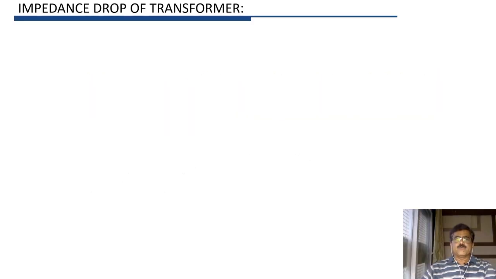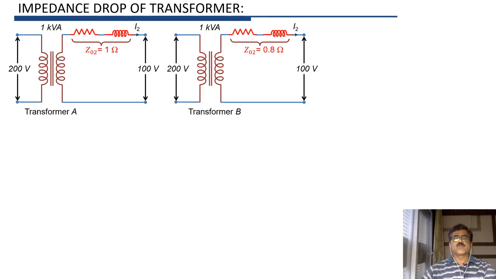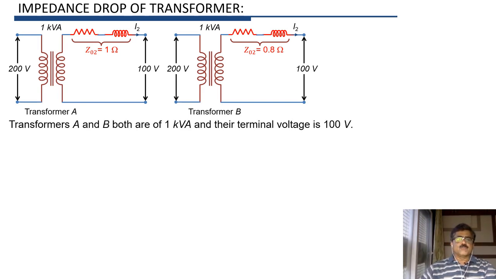Let us now see what is the difference between actual voltage drop and percentage voltage drop because of impedance of transformer. So for that, let us consider two transformers, transformer A and transformer B as shown here. Now in this case, both the transformers are of 1 kVA. Rating of transformer A as well as transformer B, it is 1 kVA, and their secondary terminal voltage of both the transformers, it is 100 volt.